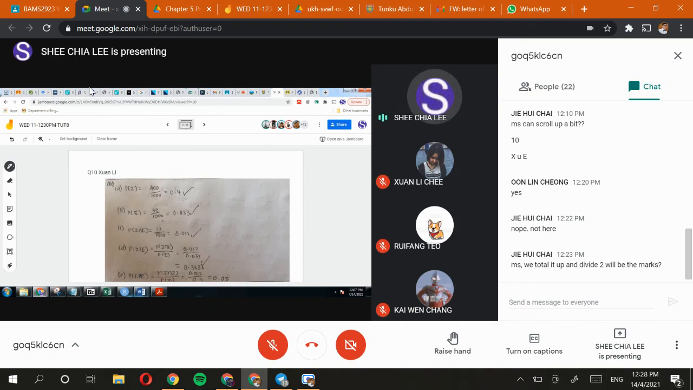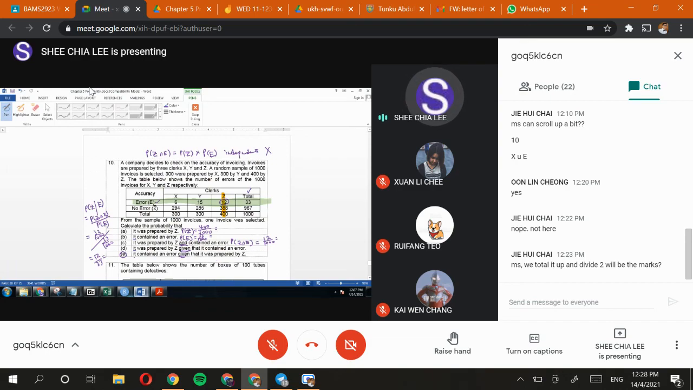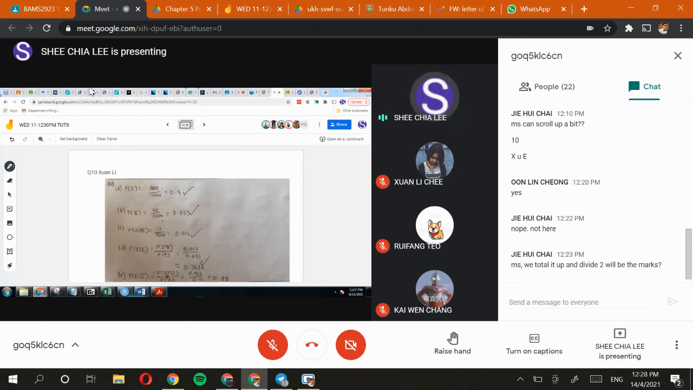Another one is E given Z. E given Z, so it contains an error. What you want to find, you put in front. What is the probability that it contains error given that it is prepared by Z? So E given Z is probability E intersect Z over probability Z. E intersect Z is 0.012 over probability Z, 0.4. Then you get your answer 0.03. Very good. Any question or not?